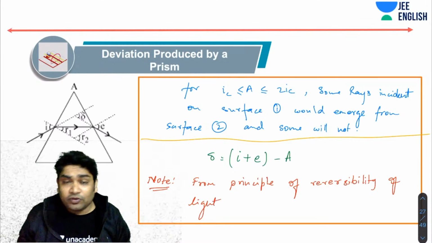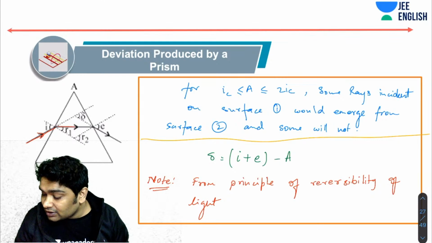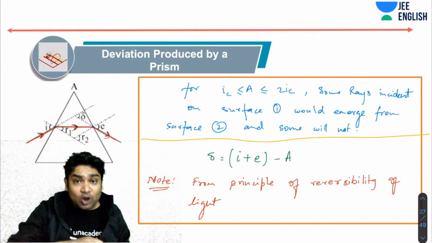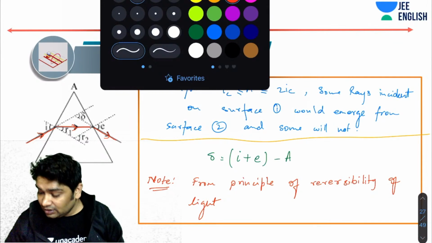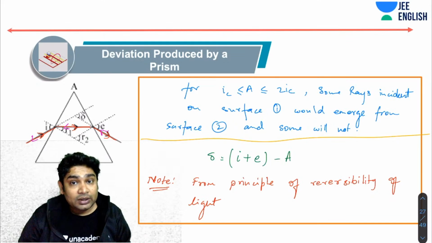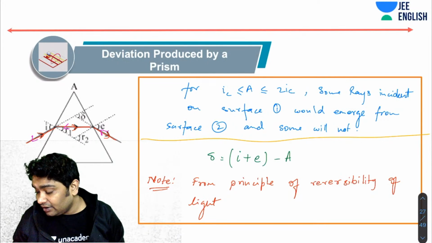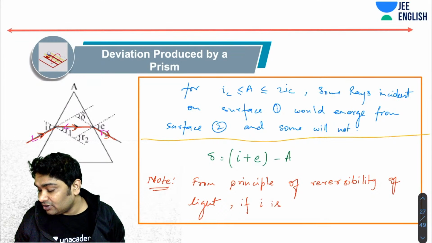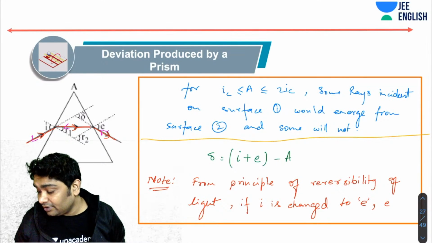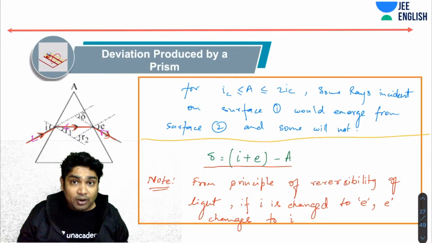So from principle of reversibility of light, what you can realize is that if the light ray was traveling like this, it goes like this. If the light ray is incident in the opposite manner, then it would have retraced its path. So if the angle of I was made equal to E, then E would have become equal to I. So from the principle of reversibility of light, I can say if I is changed to E, E changes to I. So E dash changes to I. So what you realize is that the same amount of deviation delta is produced for two angles of incidence.